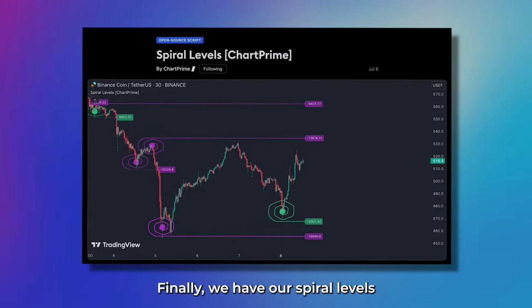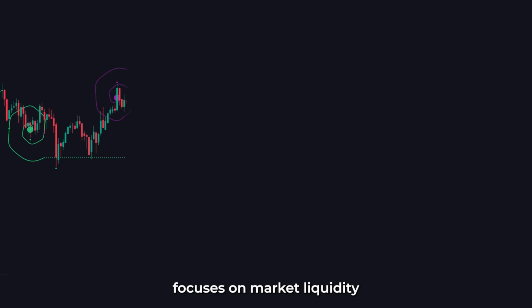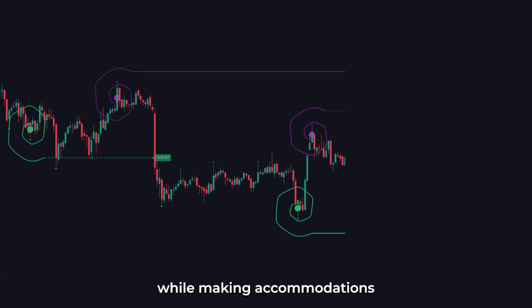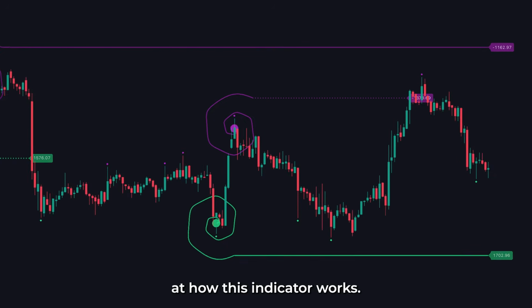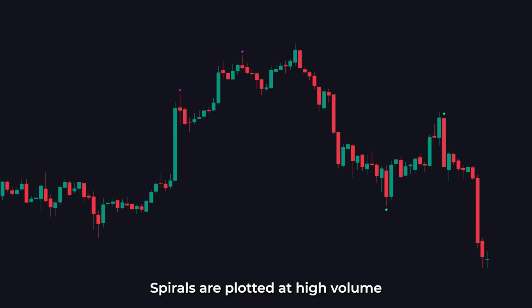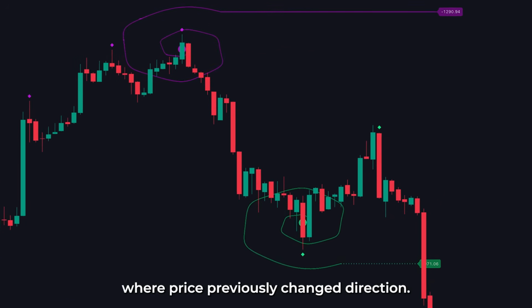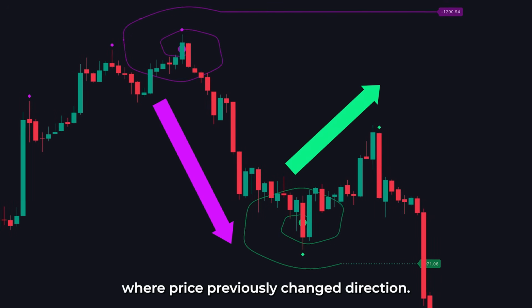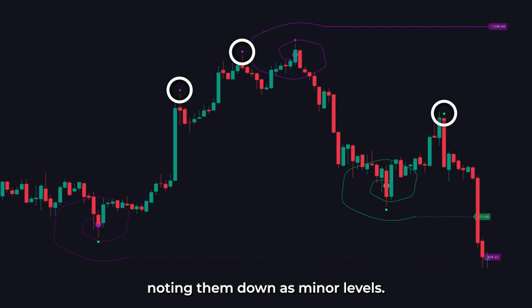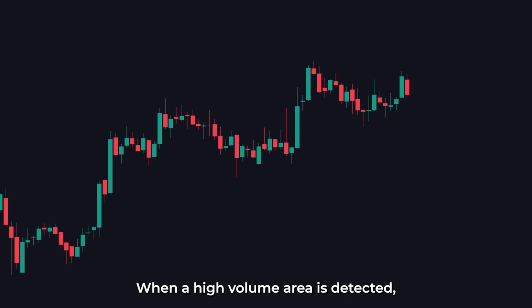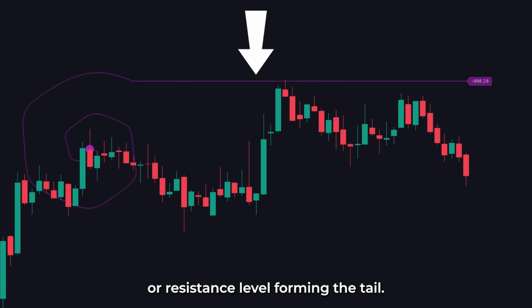Finally, we have our spiral levels, giving you perfectly clean SR on your chart. This indicator focuses on market liquidity while making accommodations for price volatility. Let's take a look at how this indicator works. Spirals are plotted at high volume areas of the market. These will be the pivots in the market where price previously changed direction. Lower volume pivots will have small dots, noting them down as minor levels. When a high volume area is detected, a spiral will form with a support or resistance level forming the tail.